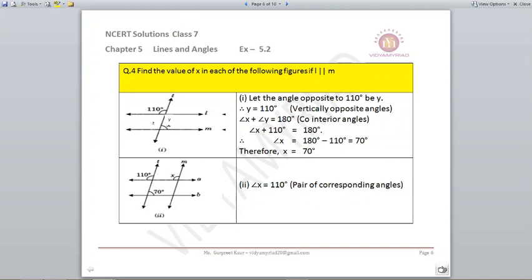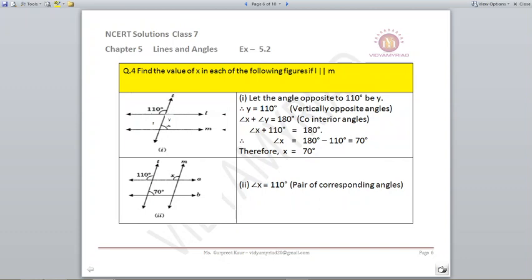Now your angle y and your angle x, if you see, are forming co-interior angles, so their sum will be equal to 180 degrees. So angle x plus 110 is equal to 180 degrees, so your x comes out to be 70 degrees. One way of doing it is this. I am going to tell you another way.